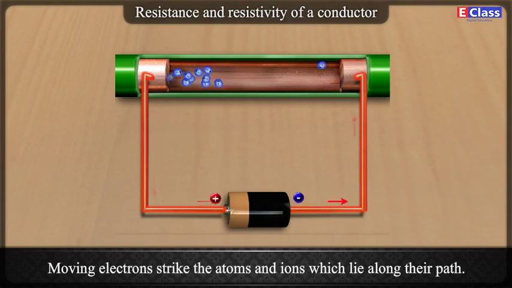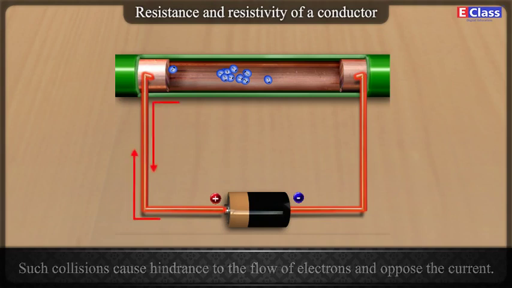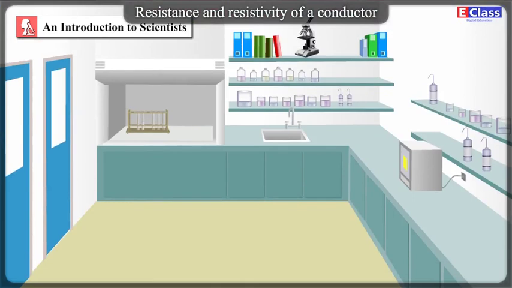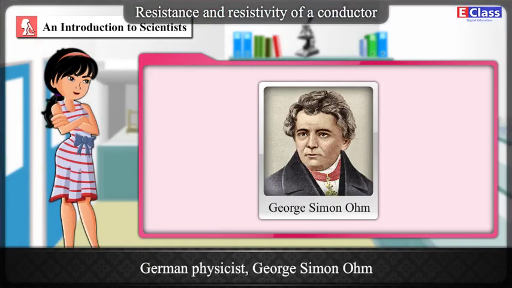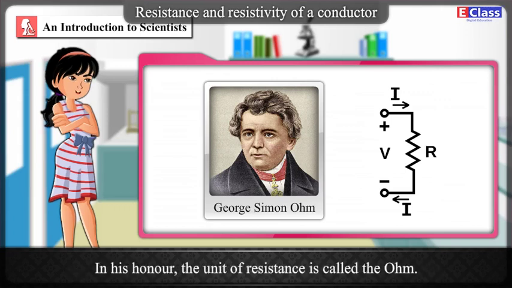Moving electrons strike the atoms and ions which lie along their path. Such collisions cause hindrance to the flow of electrons and oppose the current. This hindrance is called the resistance of the conductor. An introduction to scientists: German physicist Georg Simon Ohm established a law for measuring the resistance of a conductor. In his honor, the unit of resistance is called the ohm.